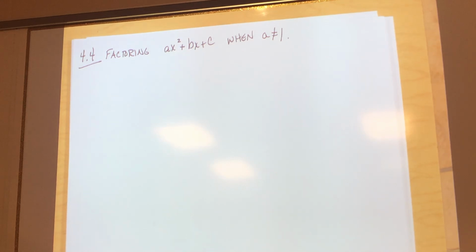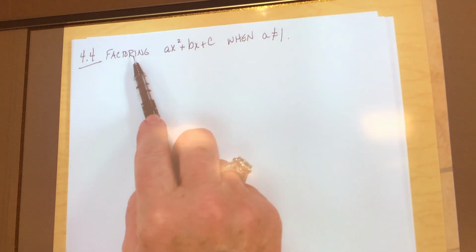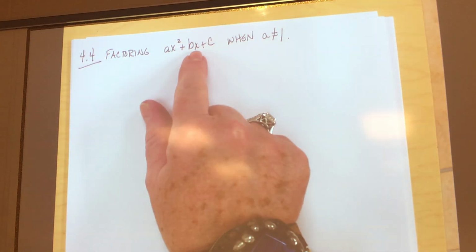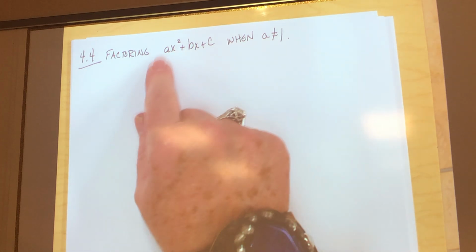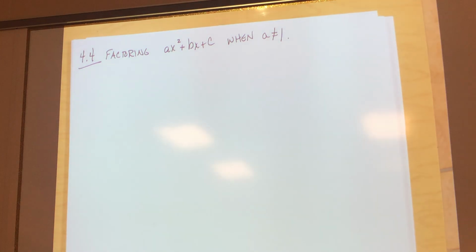All right, so we've done 4.1, 4.2, and 4.3. Yesterday, y'all did a worksheet on 4.3 and turned it in before the bell rang. This is 4.4. We're going to be factoring ax squared plus bx plus c when a is not equal to 1. So all the ones that you did on the worksheet yesterday, this was a 1. They were very easy and pretty straightforward. These are a lot more difficult.